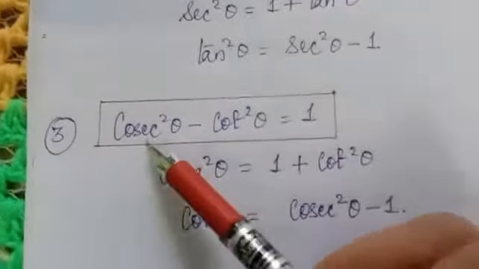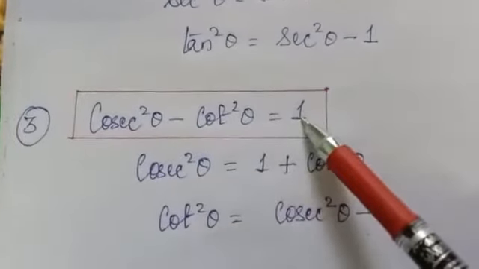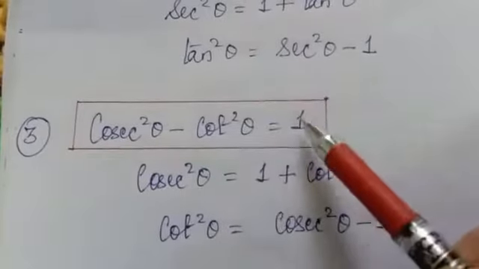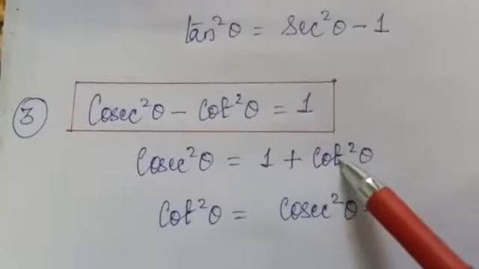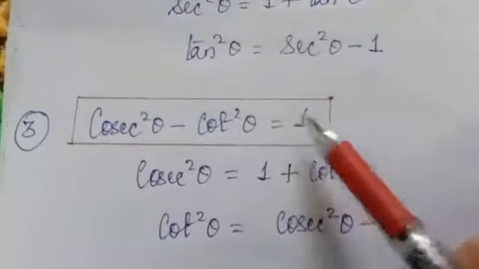Number 3, cosec square theta minus cot square theta is equal to 1. Cosec square theta is equal to 1 plus cot square theta, and cot square theta is equal to cosec square theta minus 1.